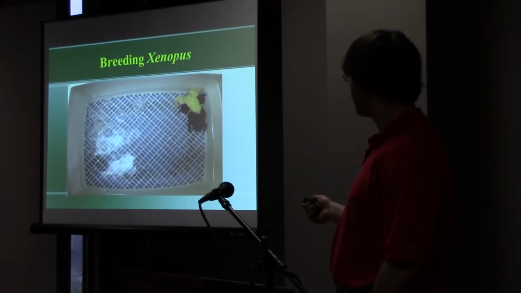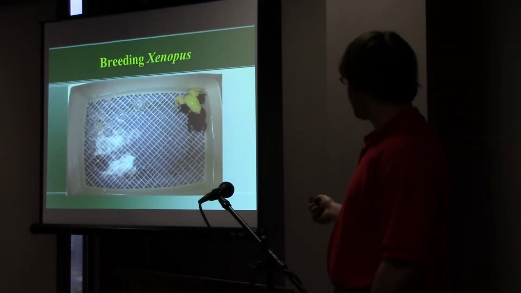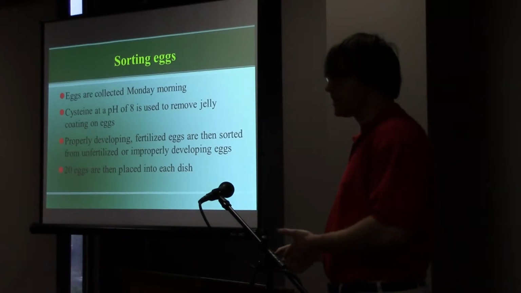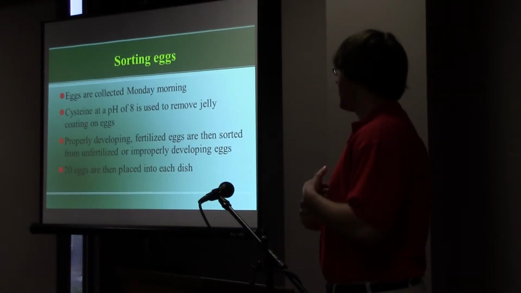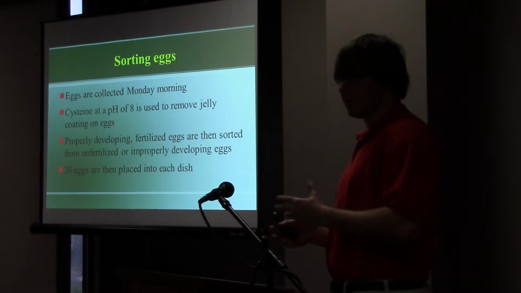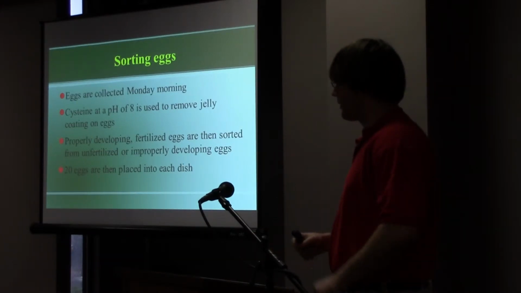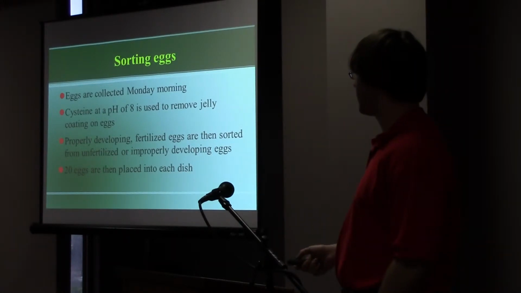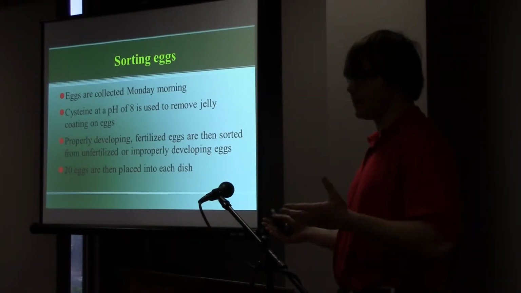And this is the breeding chamber that we put them in, and as they lay the eggs, they fall through the scrape and collect in the bottom of the container. So then Monday morning we'll come in, we'll get these eggs, and we have to get rid of the jelly coating that surrounds them because that can interfere with compounds getting into them, and we don't want that there. So what we do is we use the amino acid cysteine, we get it to a pH of 8, and it will go in and actually dissolve the jelly coat.